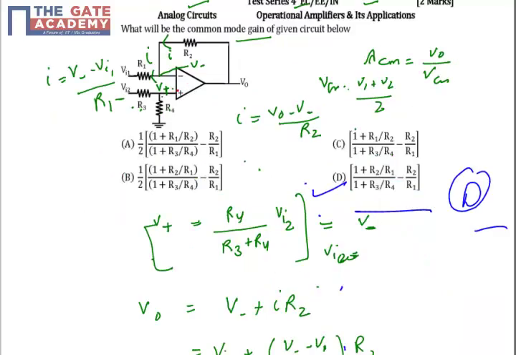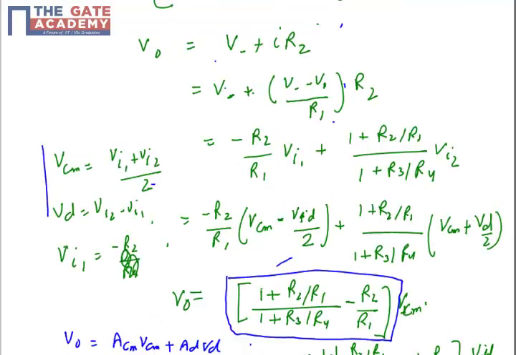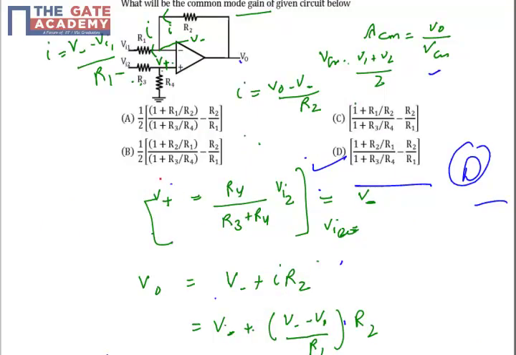So the idea is that we need to find the expression for the relationship between V0 and VI1 and VI2. Use the virtual ground and all the properties of the op-amp, and then use the voltage relationships defined for differential voltage and common mode voltage, the CMRR property, and get the answer. Okay, thank you.